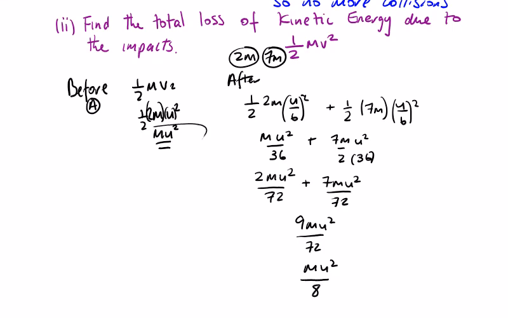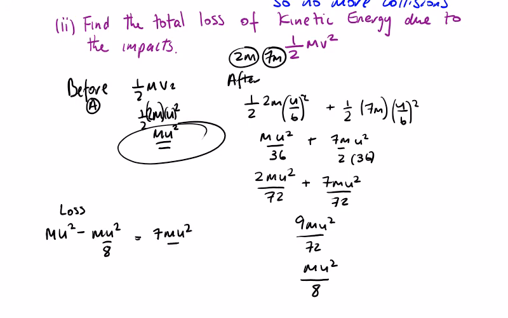It started at mu squared, so the loss is mu squared minus mu squared over 8, which is going to be 7mu squared over 8. That's the loss of kinetic energy.